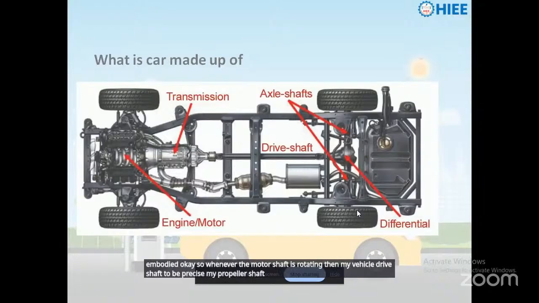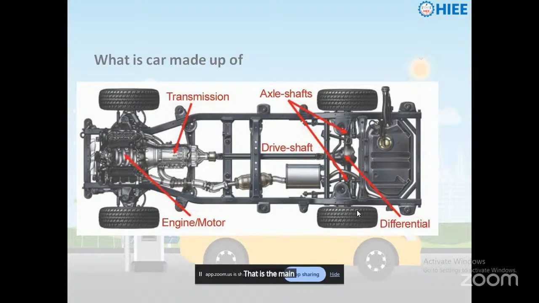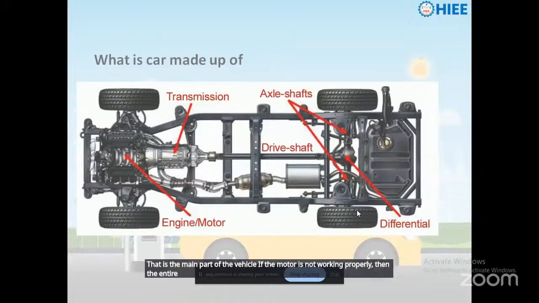Whenever the motor shaft is rotating, my vehicle drive shaft, to be precise my propeller shaft, will be rotating. Now, if I can control the rotation speed of my rotor, then I can control the speed of my vehicle. Here, the speed control of the vehicle completely depends upon the motor. That is why we say the motor is the component working as the heart of the vehicle, the main part of the vehicle. If the motor is not working properly, then the entire vehicle will get damaged.